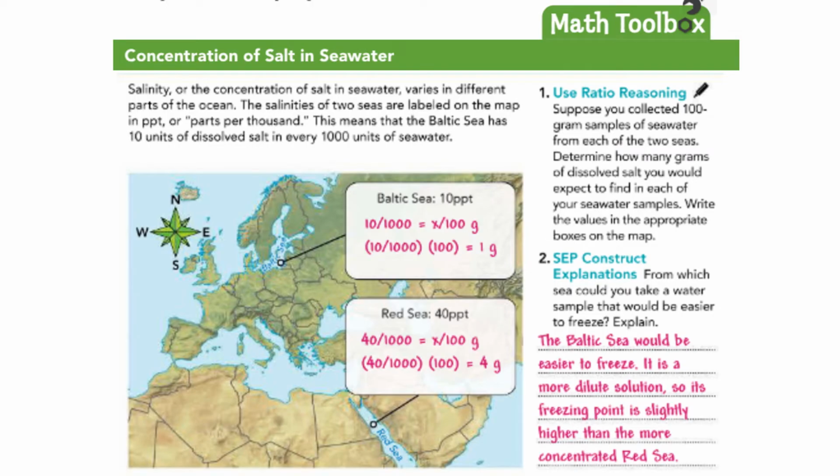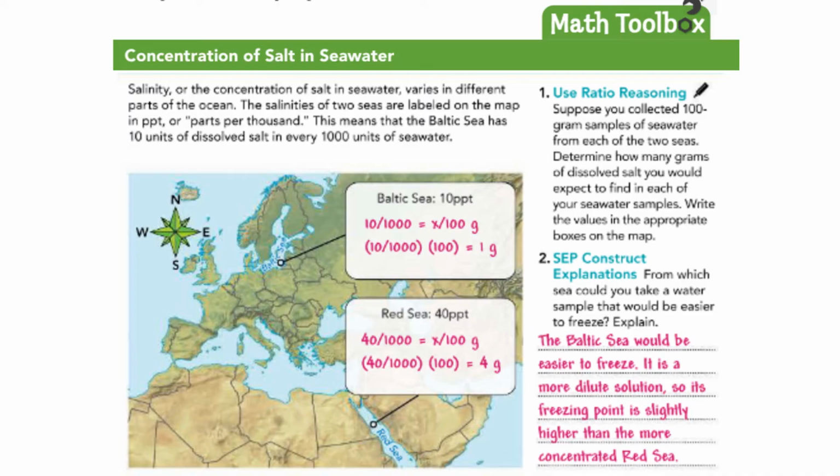All right, so for our math toolbox here, salinity, or the concentration of salt in seawater, varies in different parts of the ocean. The salinities of 2 seas are labeled on the map in ppt, or parts per thousand. This means that the Baltic Sea has 10 units of dissolved salt in every 1,000 units of seawater.